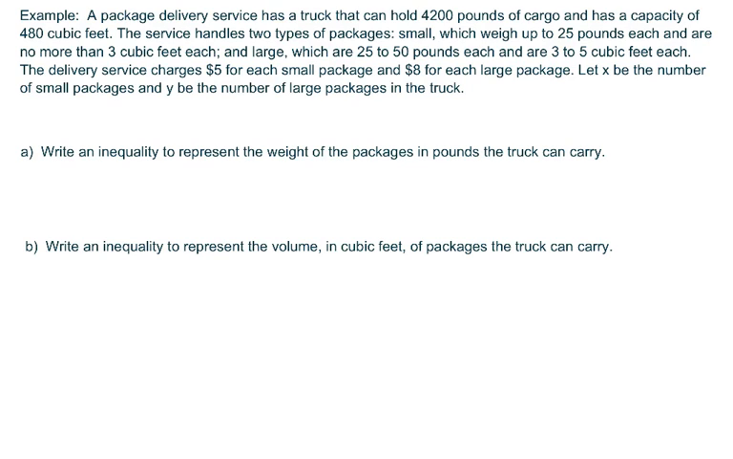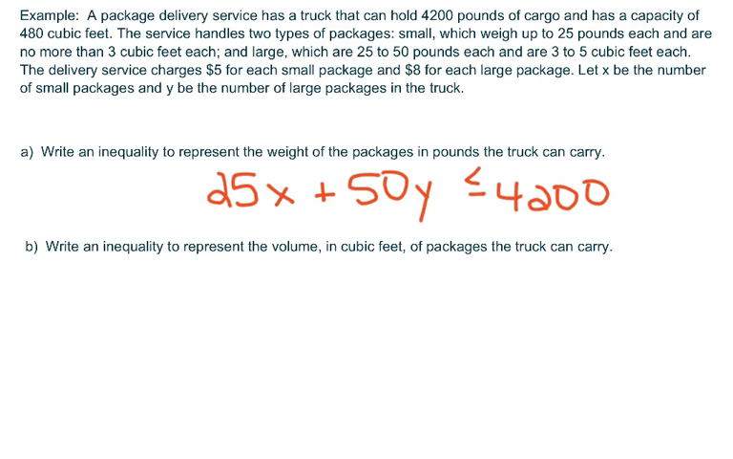So in part A, we want to write an inequality to represent the weight of the packages in pounds that the truck can carry. Well, the weight for the small package is 25 pounds, so that's 25x. The weight of the large packages, we're going to call it 50 since it's 25 to 50. And we know that the total, that means add, of the weight of these packages has to be less than or equal to 4,200 pounds because they told us that's how much it can hold total.